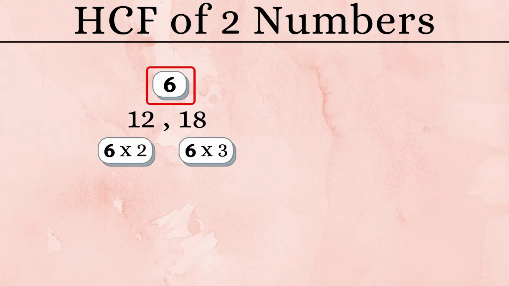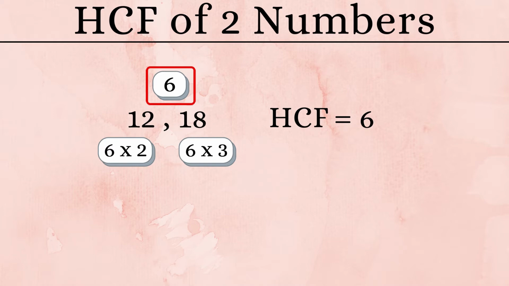HCF of 12 and 18. First, we mark the smaller number 12. Here, we also mark the difference between the two numbers. 18 minus 12, which is 6. Comparing 12 and 6, we find that 6 is smaller. So we can start checking using 6. Both our numbers 12 and 18 are multiples of 6. So the HCF of 12 and 18 can be marked easily as 6.